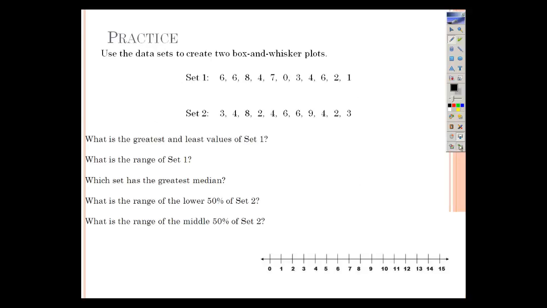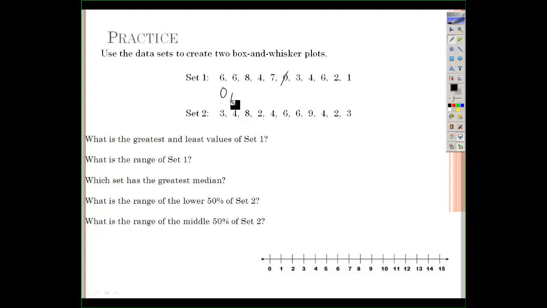Okay, we are given 2 sets of data. In set 1 and set 2, they're different numbers. It says use the data sets to create 2 box and whisker plots. So I'm going to begin by making my first box and whisker plot with set 1. First thing I need to do is put my numbers in order from least to greatest. So 0, 1, 2, 3, 4, 4, 3 6s, 7 and an 8.